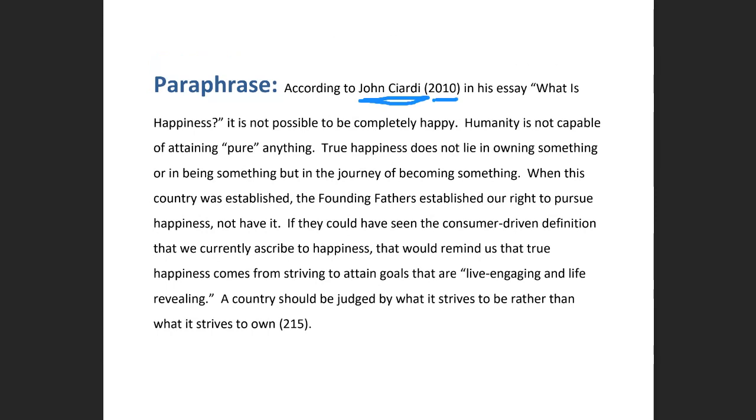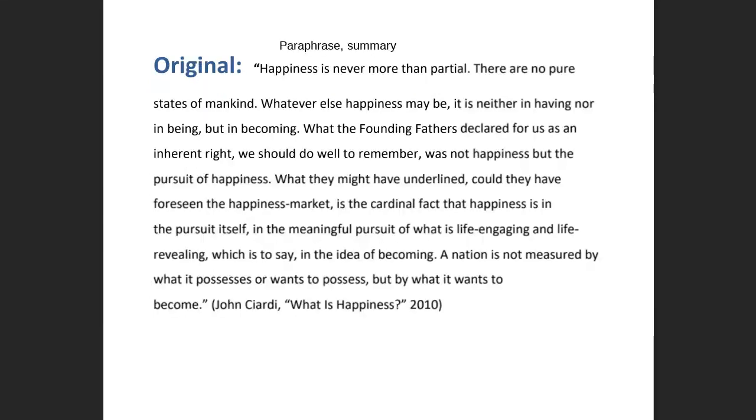"True happiness does not lie in owning something or in being something, but in the journey of becoming something." That's my paraphrase for "whatever else happiness may be, it is neither in having nor in being, but in becoming." Again, you can see I used some of the same words, but I totally changed it up as far as the sentence structures.